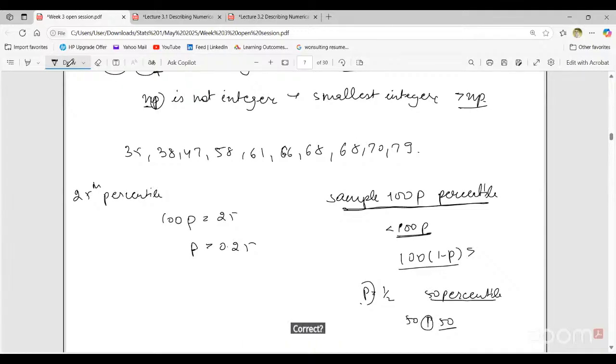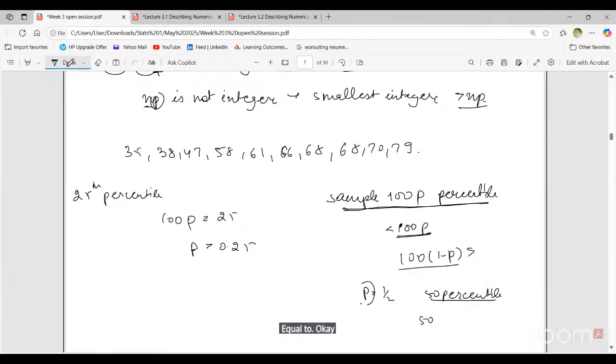Ma'am, if we put 1 by 2 into the second formula, 100 into 1 minus 1 by 2, it's actually 50. So it's equal to 50. So if I am finding the 50th percentile, then 50 percent of the values are less than that value and 50 percent are greater than that value, correct? Yes, ma'am.